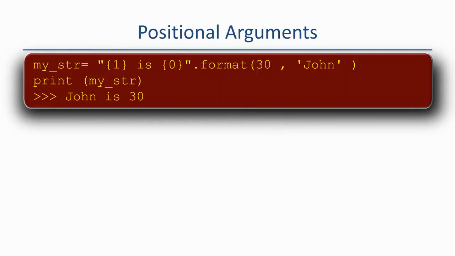Here is another example of positional argument, just to show you that positional arguments do not necessarily have any order, and they can also work on strings. The first positional argument inside curly bracket is 1, which corresponds to the argument which is a string John, and the next positional argument in the second curly bracket is 0, which corresponds to 30. So if I print my string, I see that it says John is 30.